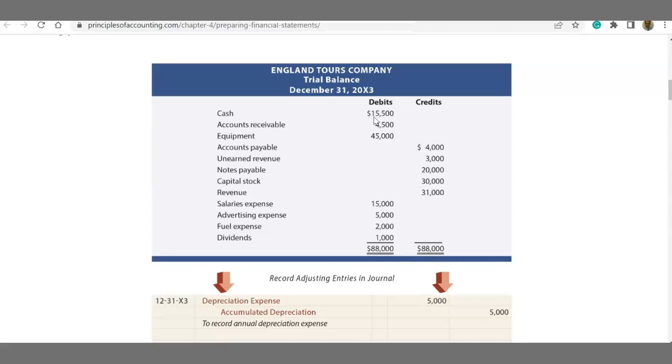As you see, the account names, you cannot mix them up. It comes based on account number. So let's say cash is the most liquid, account number, let's say 110. Accounts receivable is account number 120. Equipment is account number 170, let's say. Accounts payable is, let's say, 210. Unearned revenue, 220. So it comes one after another.